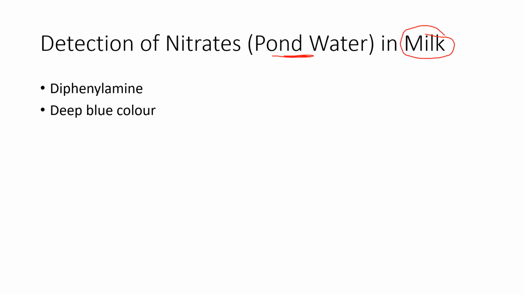Next, milk is usually adulterated with pond water. This pond water has various kinds of fertilizer. The fertilizers are nothing but the nitrogen containing nitrates. So how will you find this? There are two reagents. One reagent is called diphenylamine. When you add diphenylamine to the pond water containing milk, it gives deep blue color.